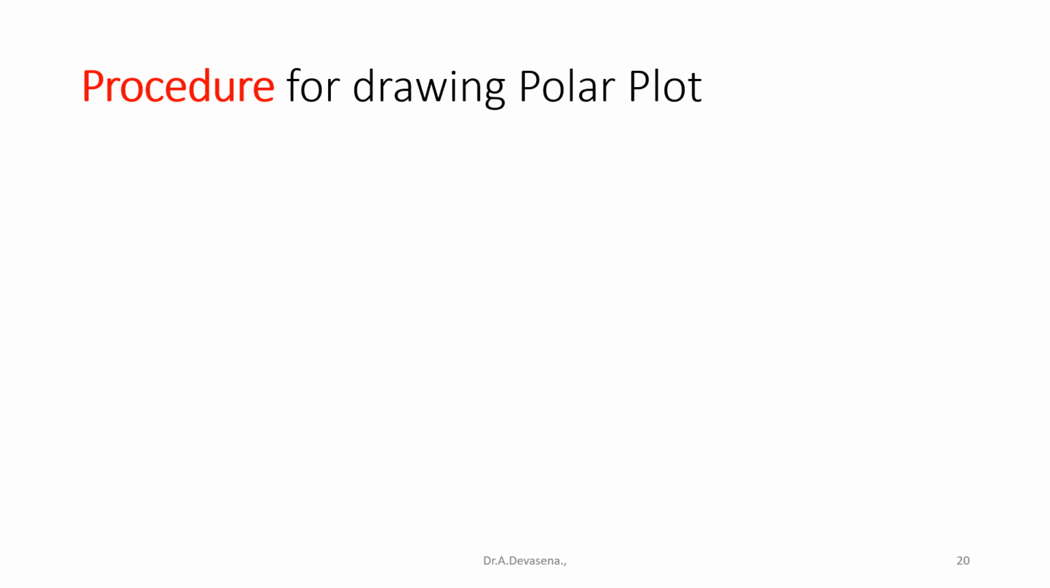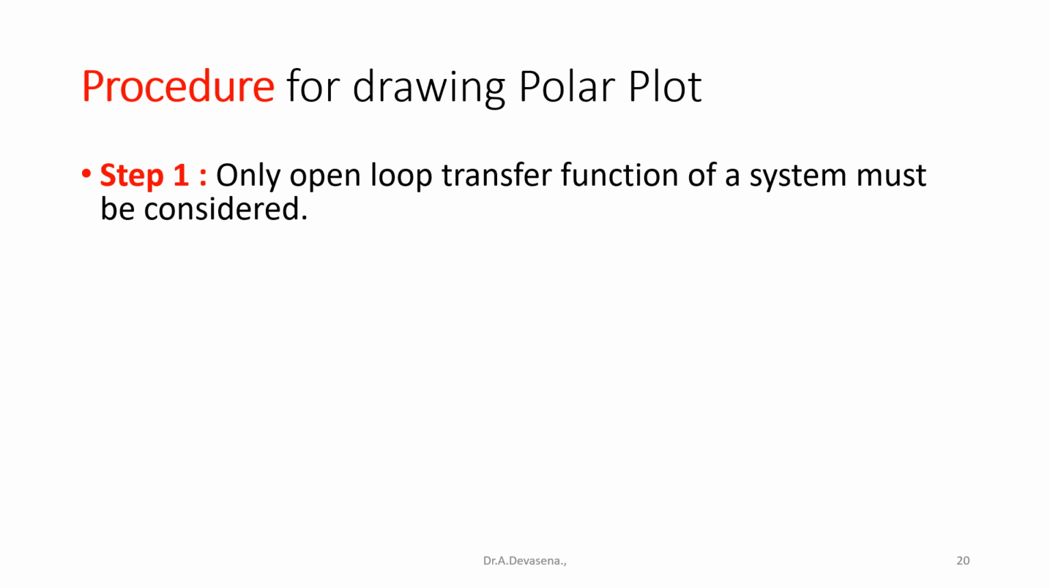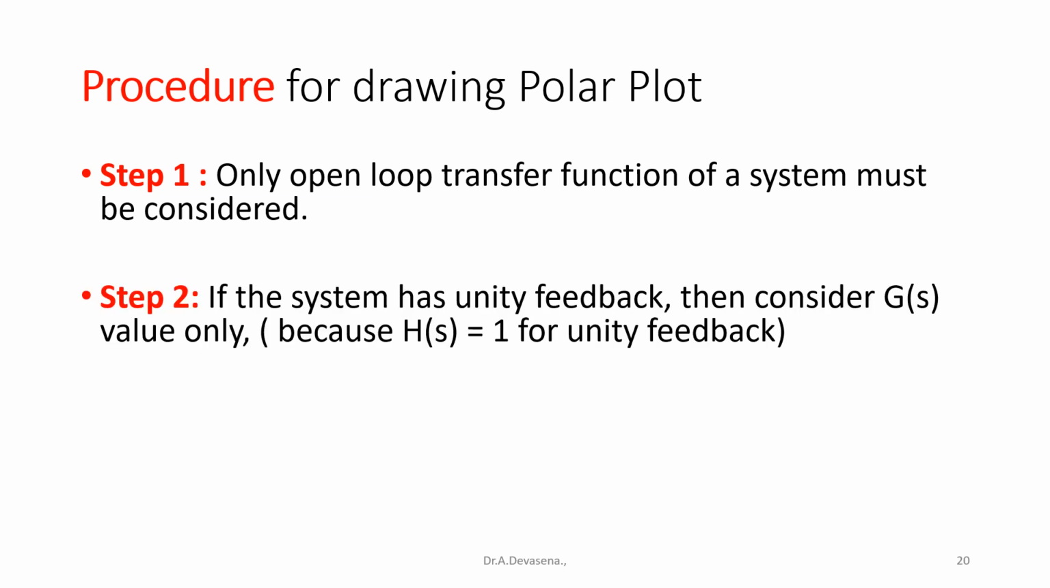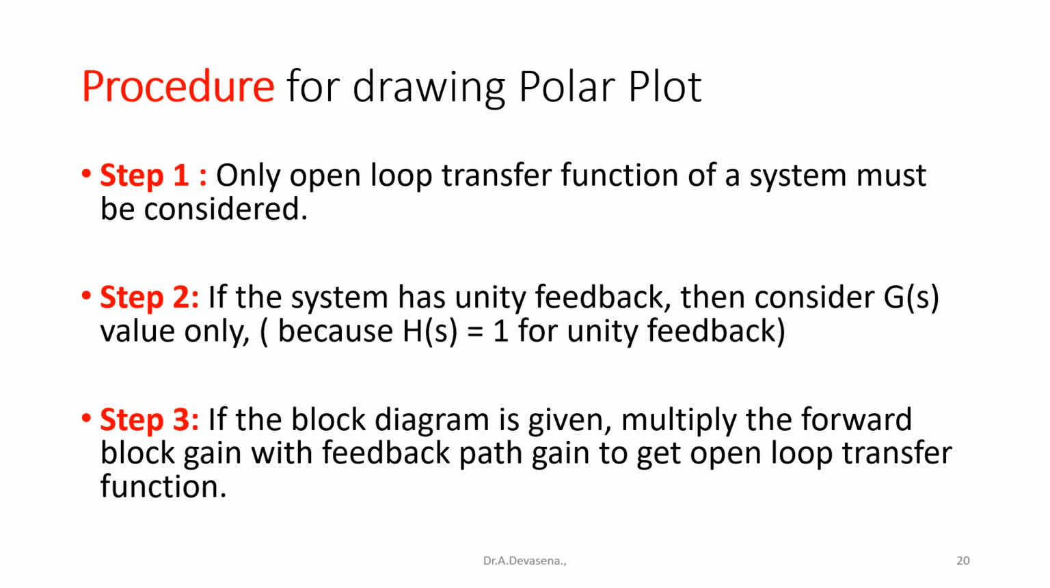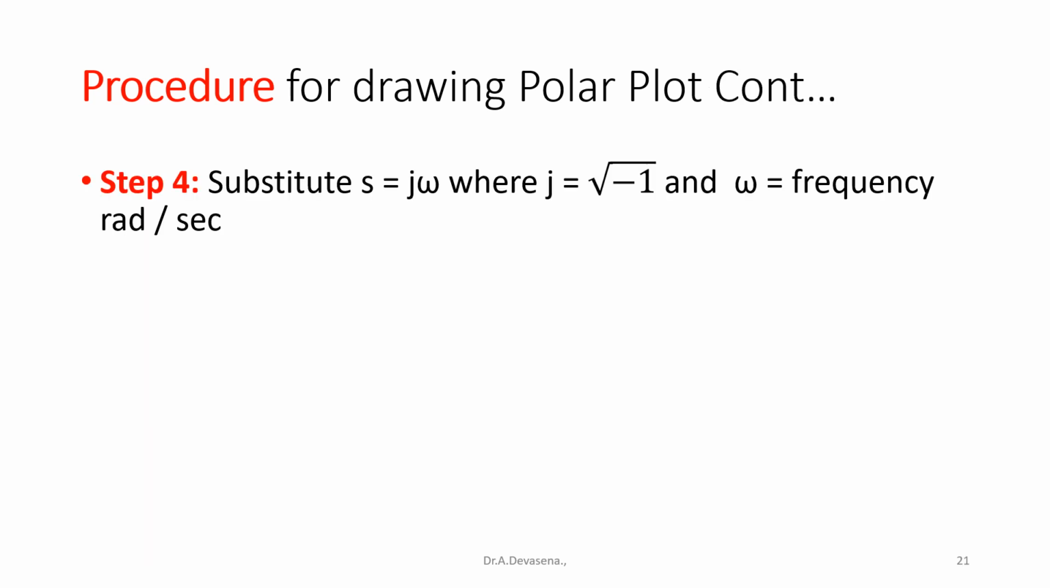We are going to discuss the procedure for drawing the polar plot. Step 1. Only the open loop transfer function of a system must be considered. Step 2. If the system has unity feedback, then consider G of s only, because the value of H of s is equal to 1 for unity feedback. Step 3. If the block diagram is given, then multiply the forward block gain with the feedback path gain to get the open loop transfer function.